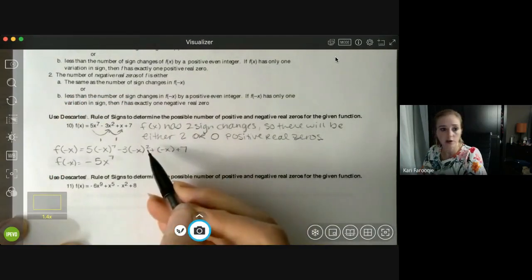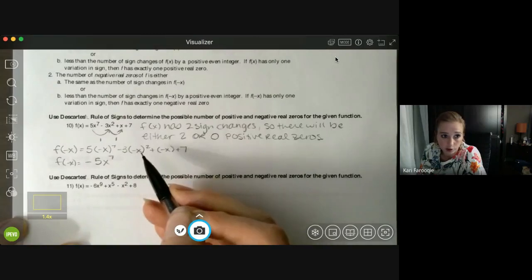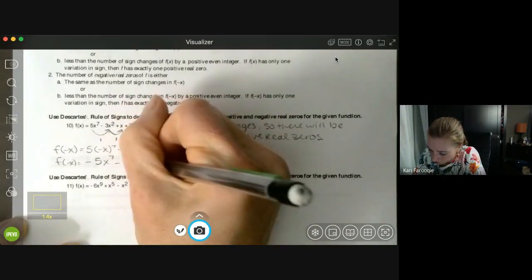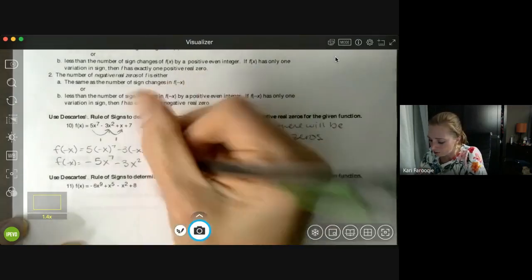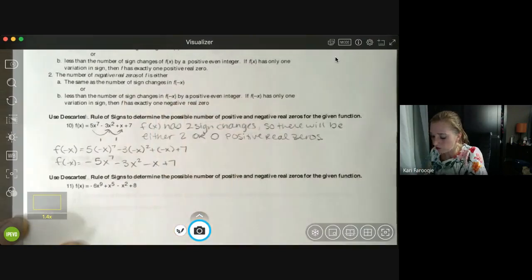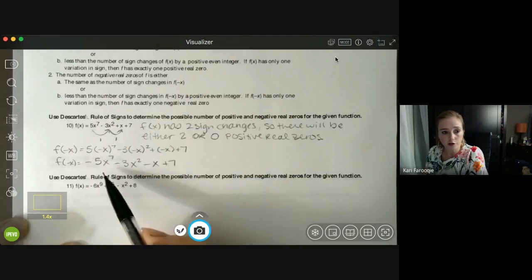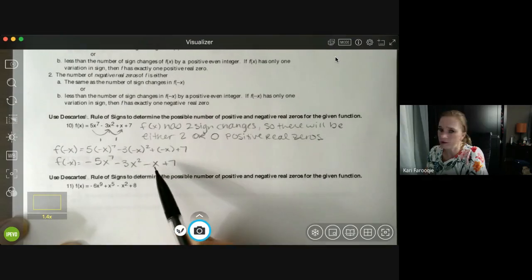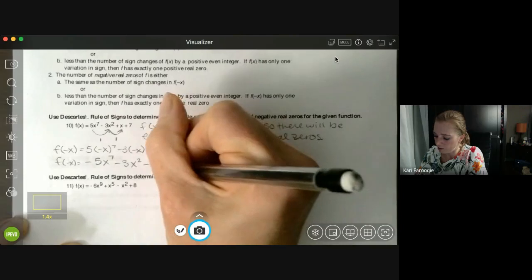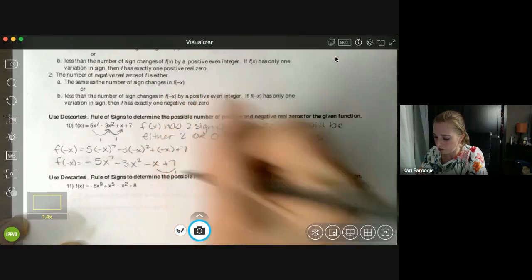But negative x squared, well, negative x times negative x is just x squared. So you'll just have minus 3x squared still. Nothing changed for that one. So if you remember that rule to just look at the exponent and change it if it's odd, then no big deal. Then you'll have minus x plus 7. And you'll look at the number of sign changes. So from the first term to the second term, you didn't have any sign changes. These were both negative. And then from negative 3x squared to negative x, also both negative. But to get from negative x to positive 7, you have one sign change.